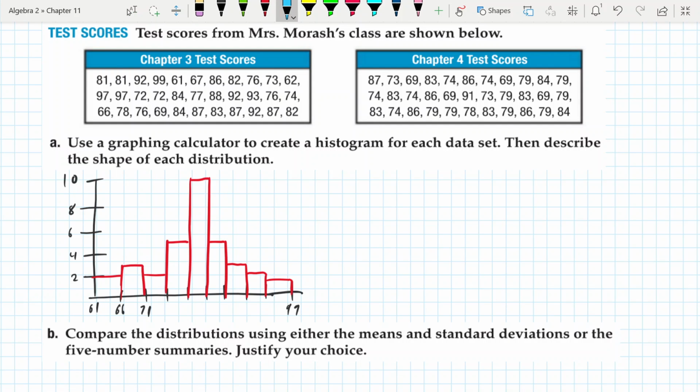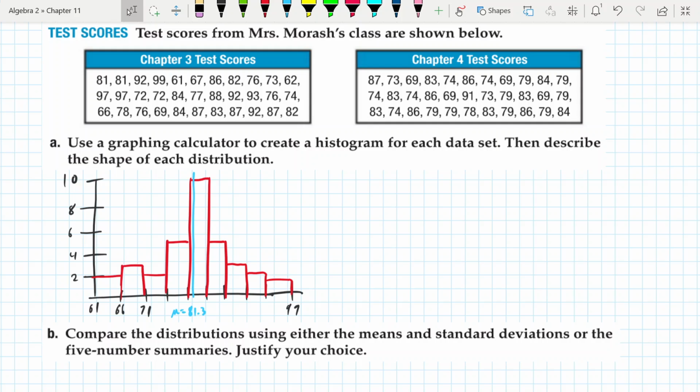The mean and the median were about 82. So I'm going to put a little line right here. That's 71, 76, 81. So 80, 81.3 for the mean. Okay. All right, so that looks pretty symmetrical.